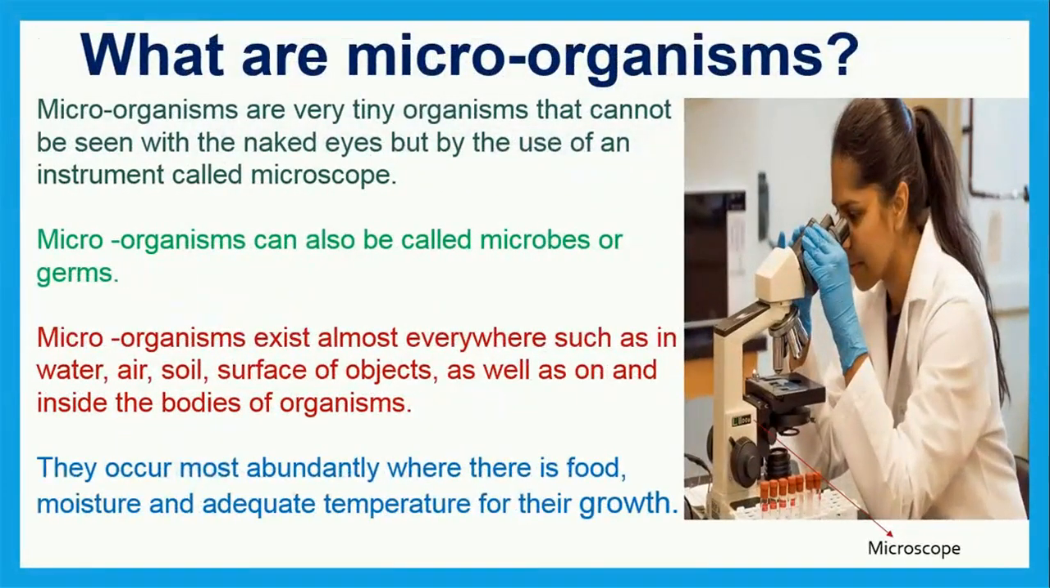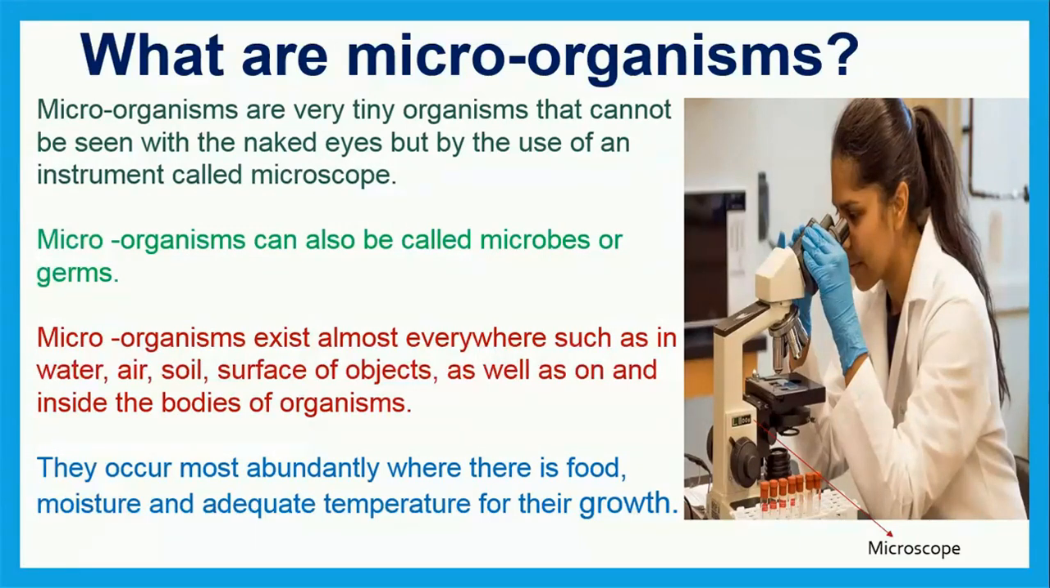What are microorganisms? The word micro stands for small or tiny, while organisms are living things. So microorganisms are very tiny organisms that cannot be seen with the naked eyes, but by the use of an instrument called microscope. Here is an image of a laboratorist observing microorganisms through a microscope. Microorganisms can also be called microbes, or commonly we call them germs.